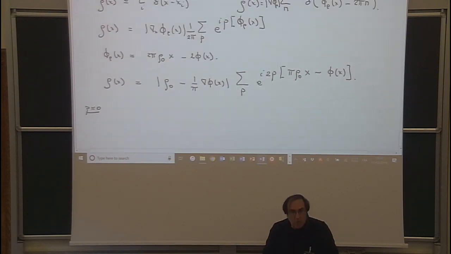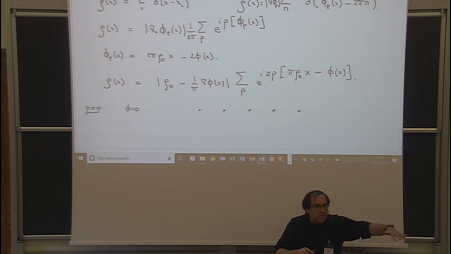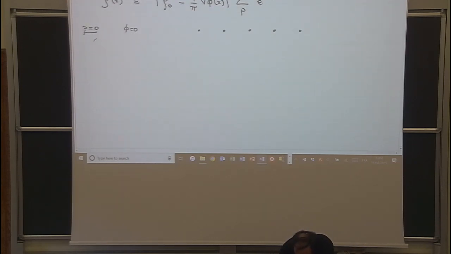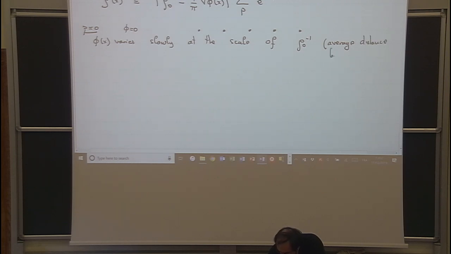Okay, so let's first consider in this sum the term p equals 0. Let me first consider that I have phi equals 0. If I have phi equals 0, my density corresponds to regularly spaced particles, as we were discussing before. Now, this term will correct the density, and let's assume phi is a smooth field, so that phi of x varies slowly at the scale of rho 0 to the minus 1, which is the average distance between particles.